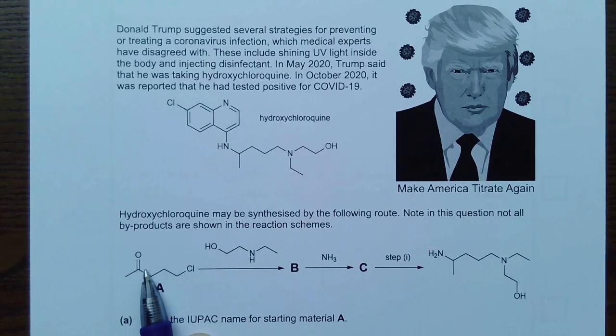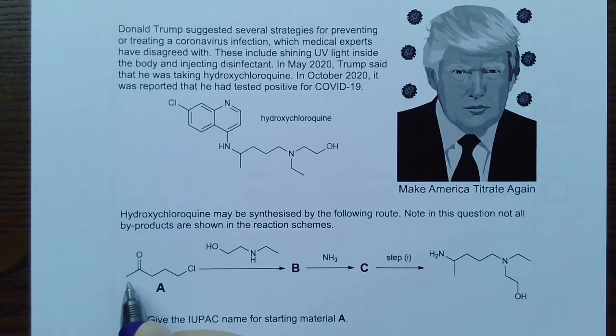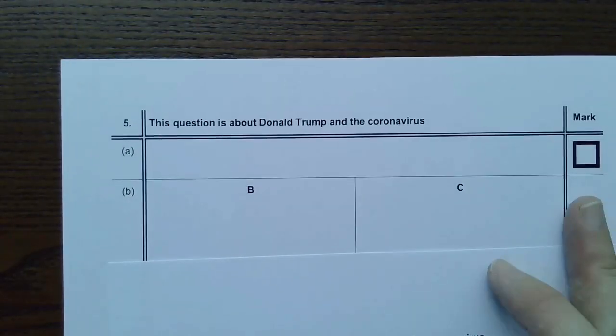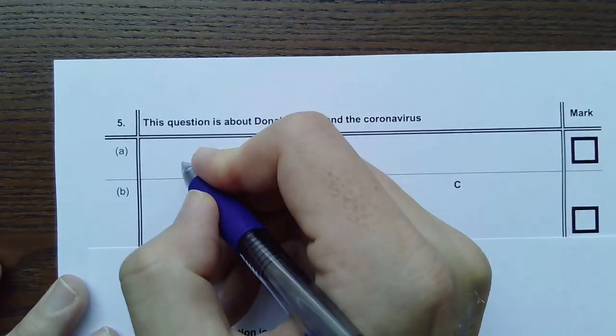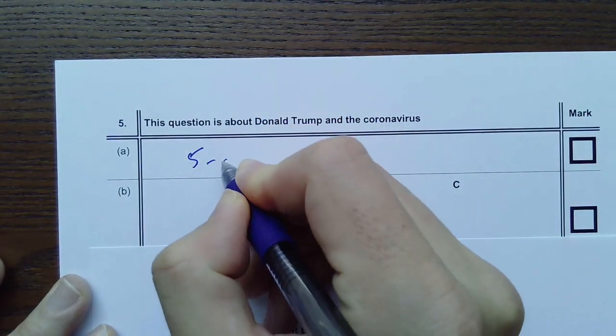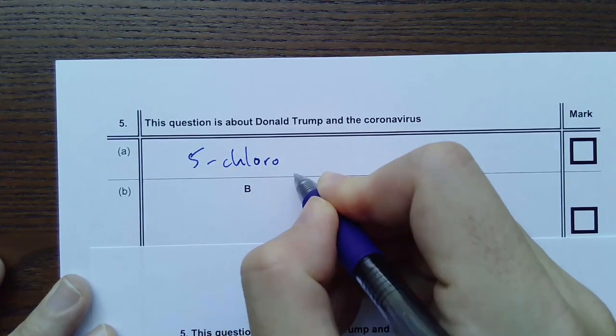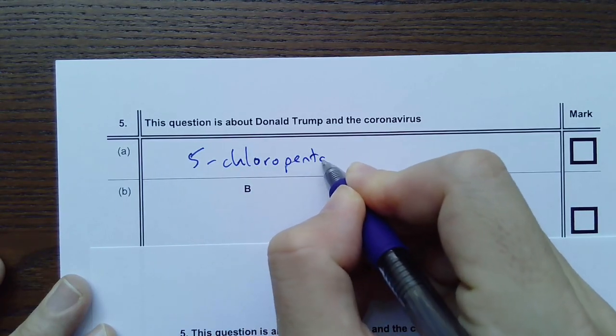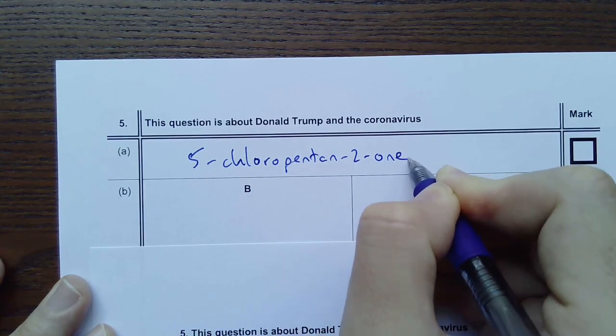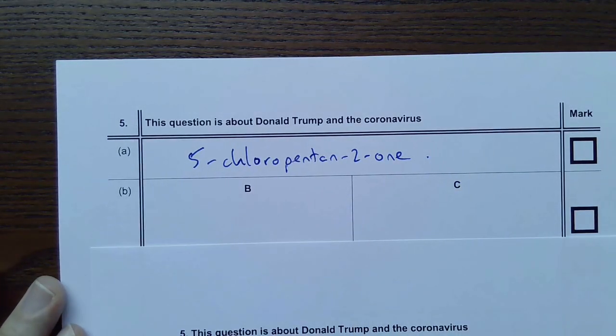So we're going to give priority to the ketone, so we're going to number the carbons 1, 2, 3, 4, 5. So it's going to be 5-chloropentan-2-one. Just a nice, straightforward naming question there. So 5-chloropentan-2-one to start with.